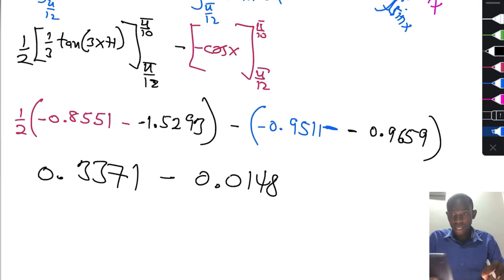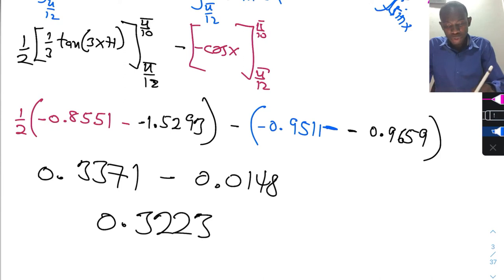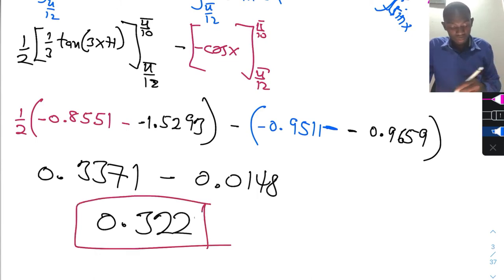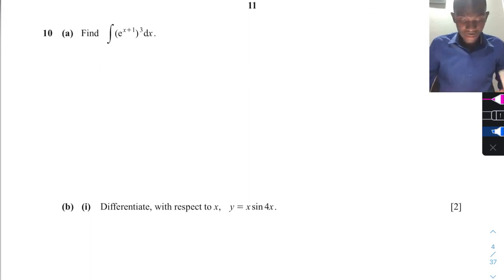Okay, and then according to my calculation, I get 0.3223. But Cambridge likes us to write our answer in 3 significant figures, so I'm just going to clean the last one. Okay, so this is our answer. All right, so that's it basically. Then we have another question here.